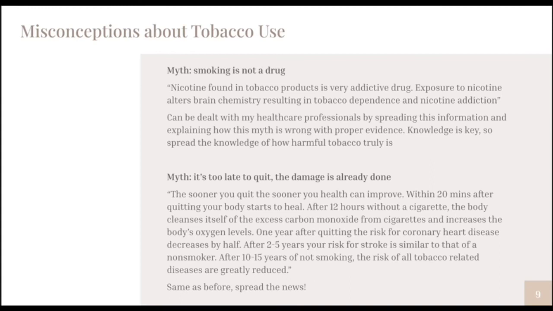It's also a myth that it's too late to stop using because the damage is already done. The sooner you quit, the sooner your health can improve. Within 20 minutes after quitting, your body starts to heal. After 12 hours without a cigarette, the body cleanses itself of the excess carbon monoxide from cigarettes and increases the body's oxygen levels. 1 year after quitting, the risk for coronary heart disease decreases by half.